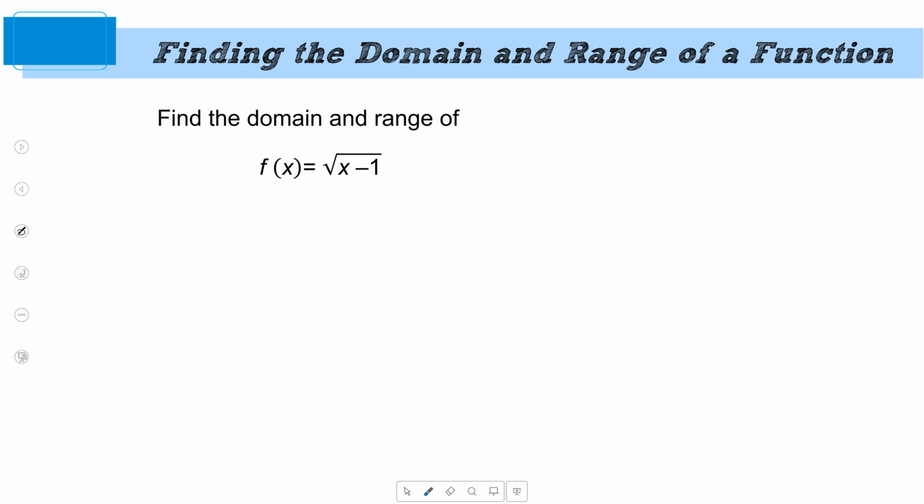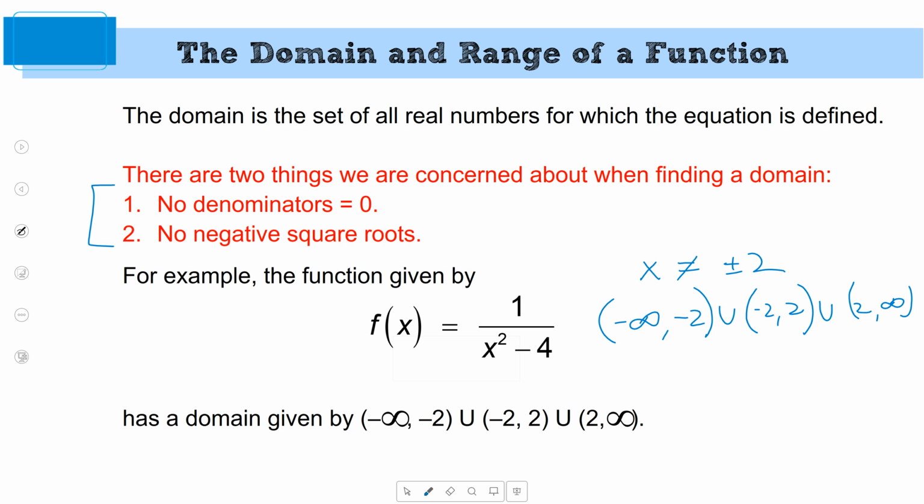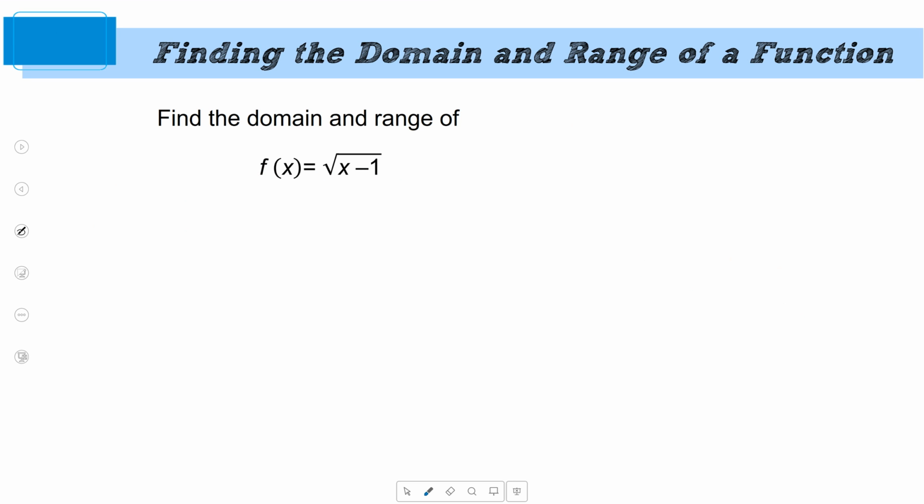There it is. Domain and range. Okay, so remember, two things. No zero denominators, no negative square roots. Therefore, for this one, what do I care about? Is there a denominator? Nope. So all I have to figure out is what's going to cause problems here.